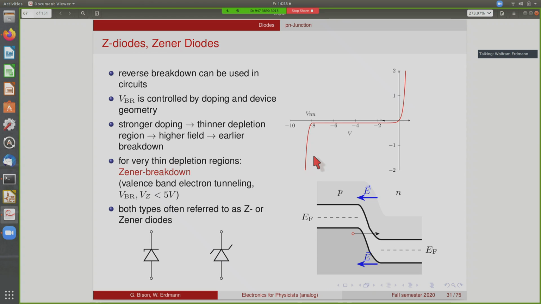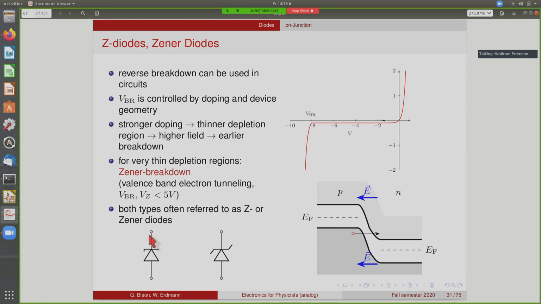If you go to extremely thin depletion regions, so through very strong doping, then there's another effect that comes into play here. That's the so-called Zener breakdown. Then if you look at the band diagram of such a Zener diode, you can see that it's possible for a valence electron from the p side to go directly into the conduction band on the n side with enough reverse voltage applied. And when the depletion region is thin enough, then you can have a quantum mechanical tunneling effect, and this leads to a sizable current. So the breakdown voltage of these devices is typically less than 50 volts, and they are called Zener diodes.